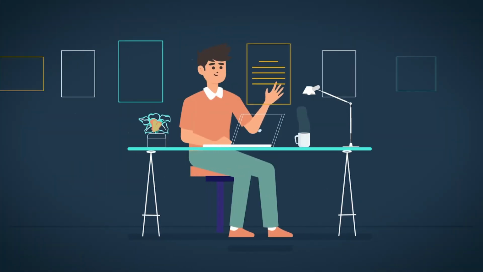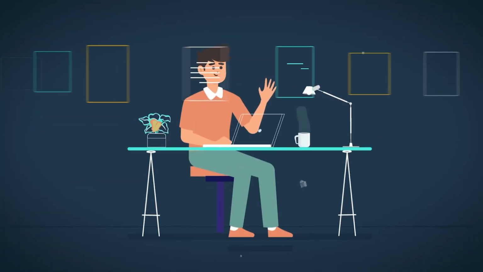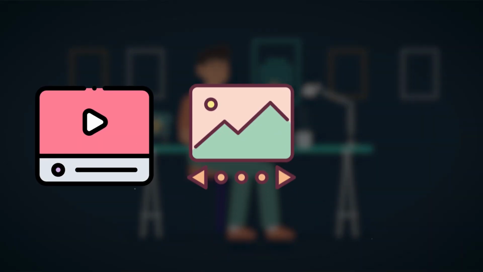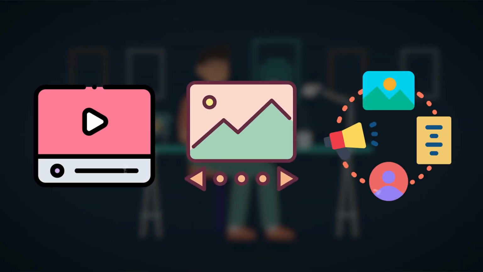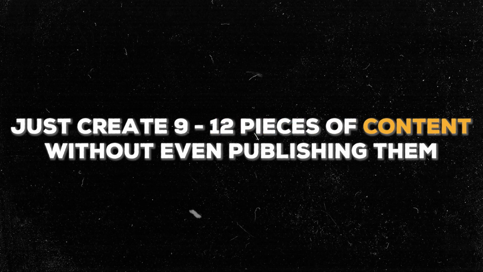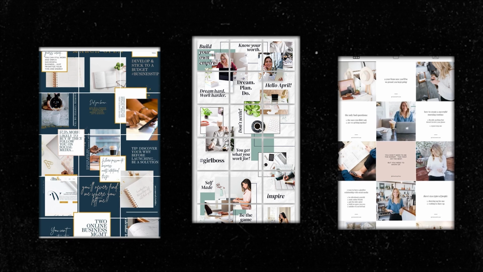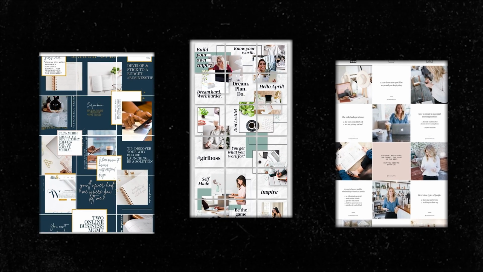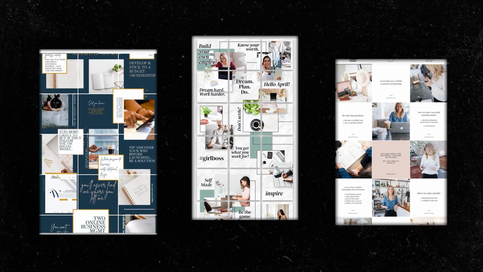So we have already created a bunch of ideas, but you have to decide how you're going to present that content. Is it going to be a video? Is it a carousel? Is it a story? What is it? If you're building a social media page from scratch, I would say just create 9 to 12 pieces of content without even publishing them. Usually in an Instagram grid, the 9 to 12 is a great start because we are dividing all these content by 3. So the Instagram grid looks kind of aesthetic.